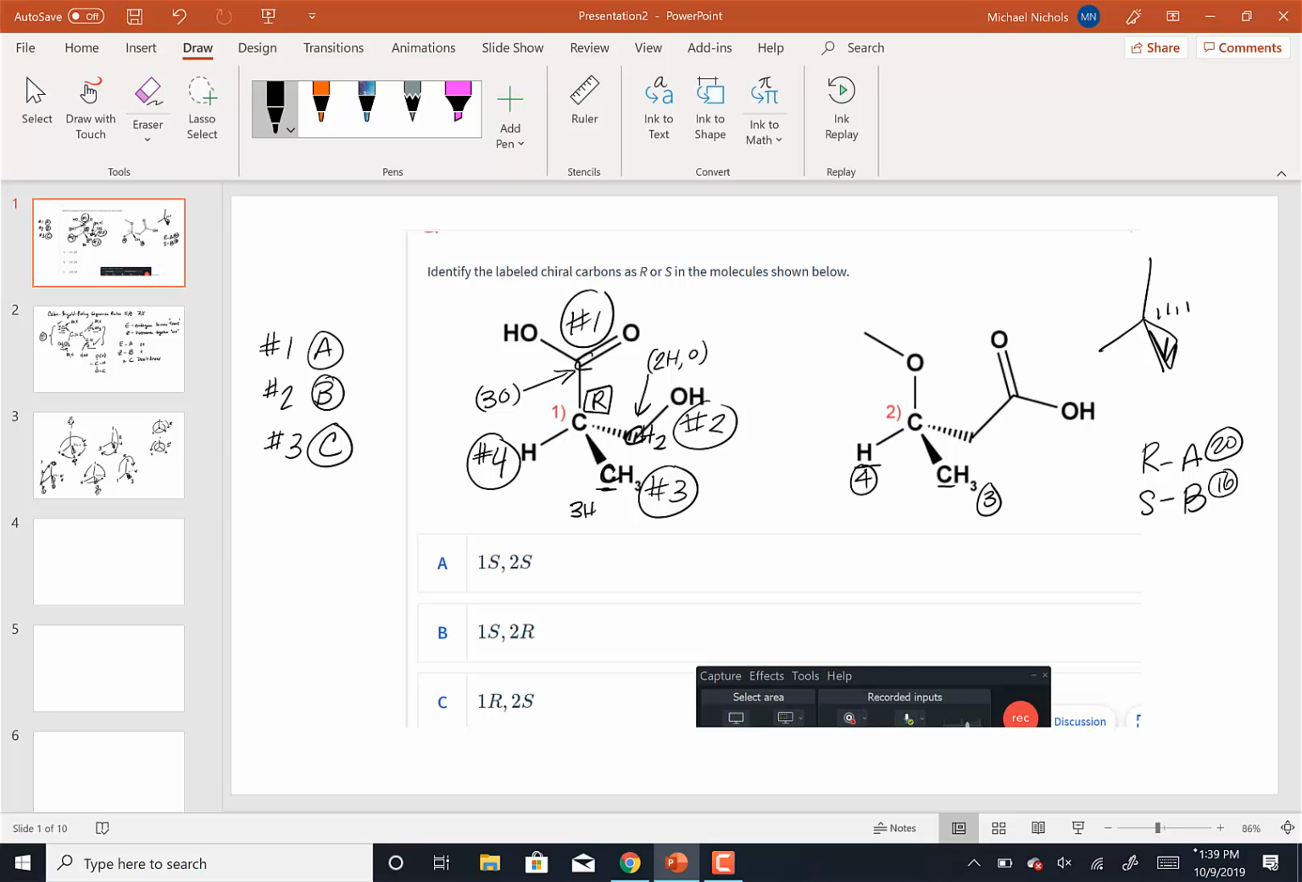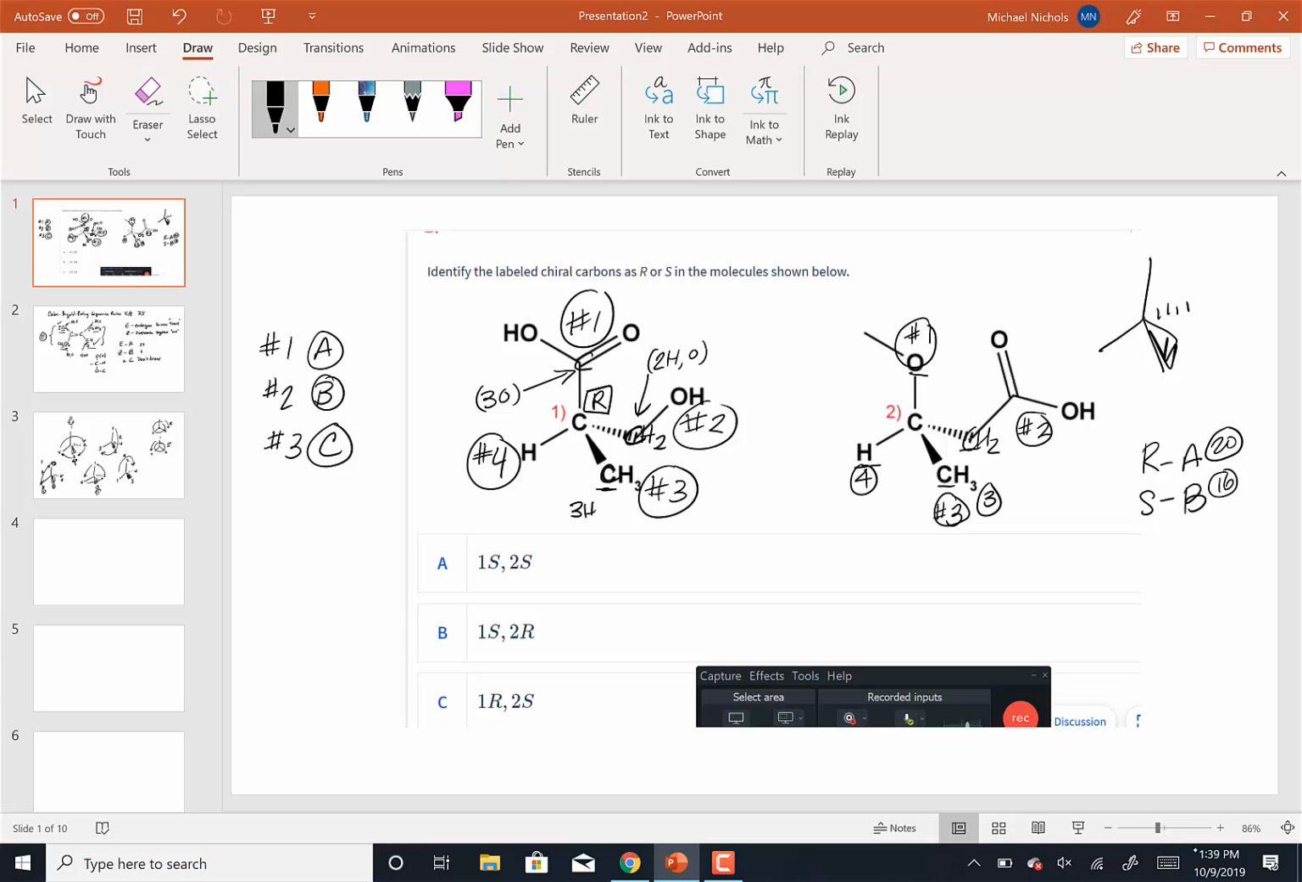Hydrogen versus carbon versus carbon versus oxygen. Lowest priority group, hydrogen. Oxygen versus carbon, who wins? Oxygen. So the oxygen becomes number 1. Carbon, CH2 with the carboxylic acid versus CH3. Basically, a C with anything other than 3 H's is going to be higher than a CH3. So this is going to be number 2, and this is going to be number 3. So 4, 3, 2, and 1.